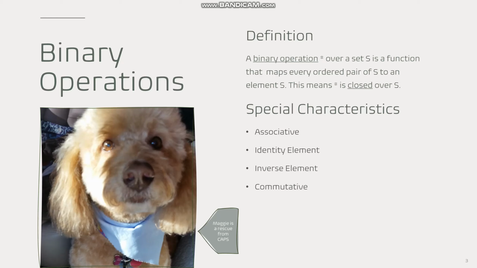So that's something like addition. Addition takes two, let's say addition over integers. Addition takes two integers and it maps it to another integer. 3 plus 3 is 6, another integer. So some special characteristics that we might want to be proving about binary operations will be associativity, the identity element, the inverse element, and commutativity.